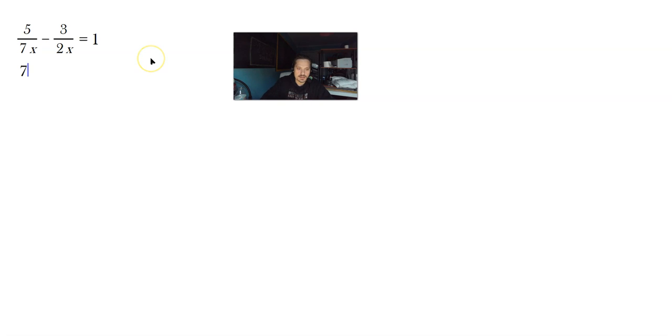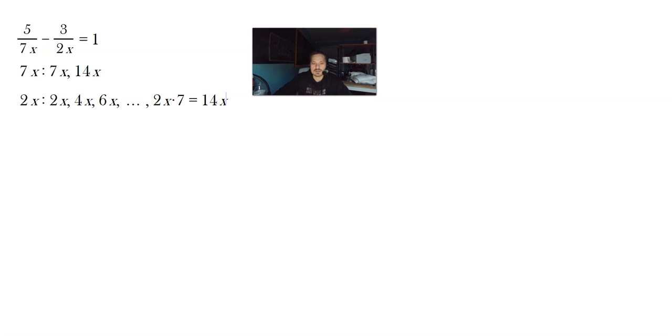So if you like, write the multiples of 7x. 7x times 1 is 7x. 7x times 2 is 14x. Probably a good place to stop. Let's not go too far. Then write the multiples of 2x. So 2x times 1 is 2x. 2x times 2 is 4x. 2x times 3 is 6x, dot, dot, dot, all the way to 2x times 7, which is also equal to 14x, you see? All the way at the end.